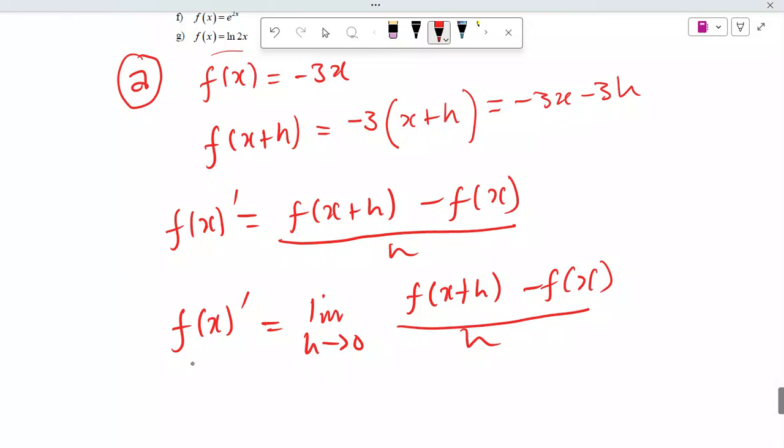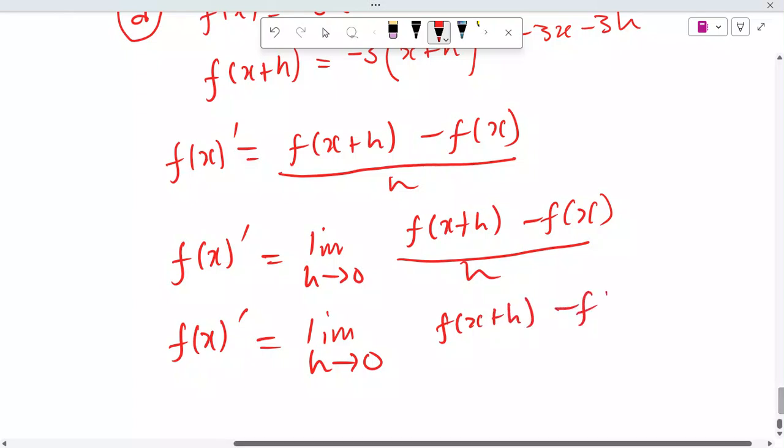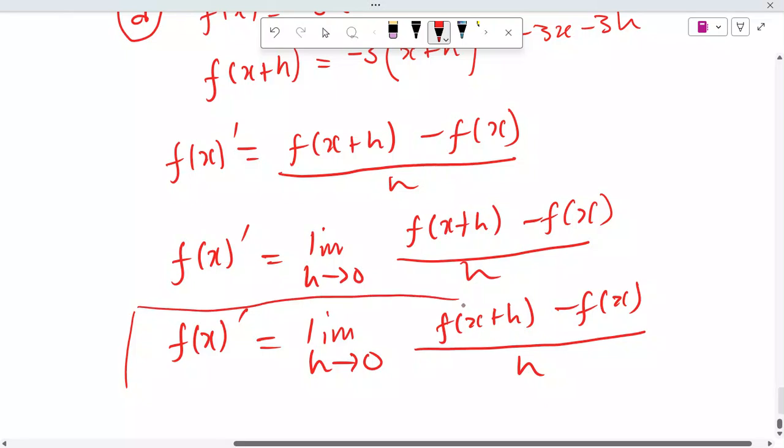So what is the value of f of x as h approaches 0? As h is heading to 0, what is the value of f of x? So here you are supposed to write limit. Don't forget to write the limit. Don't be like me. So let me write it: f of x plus h minus f of x. This is the formula for differentiating using first principle.